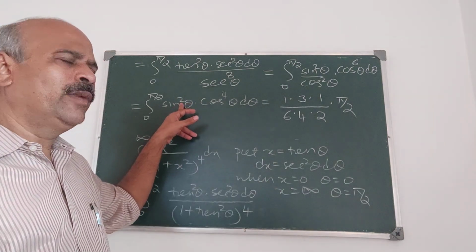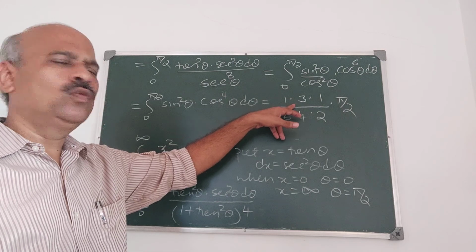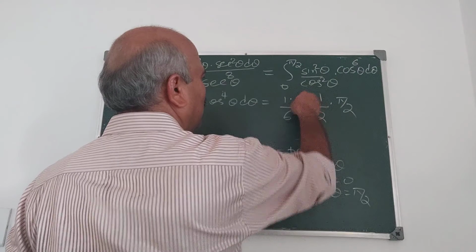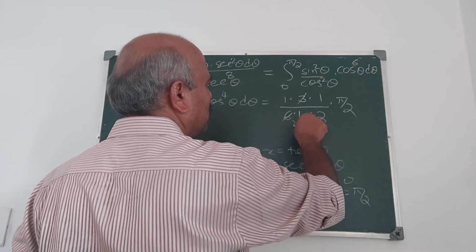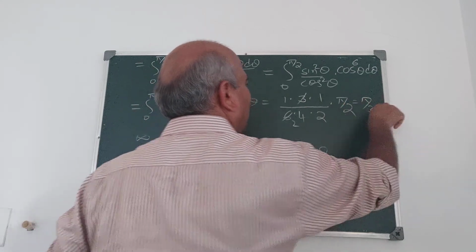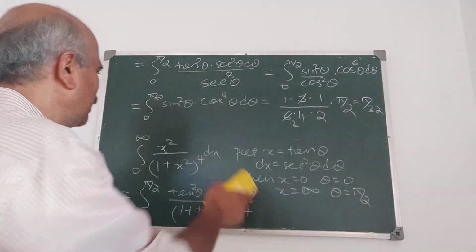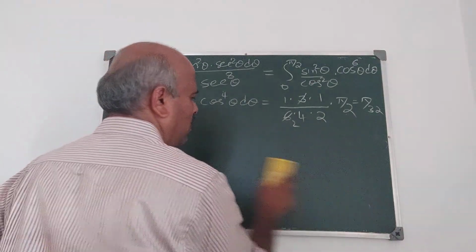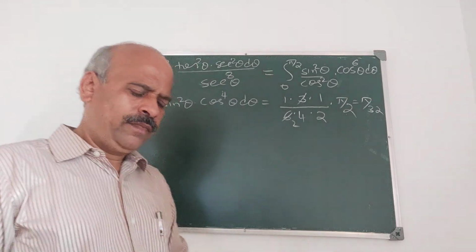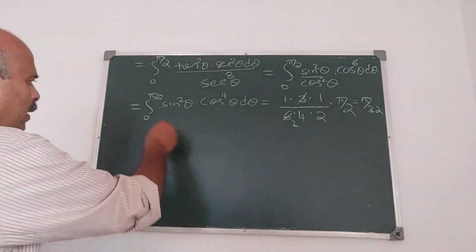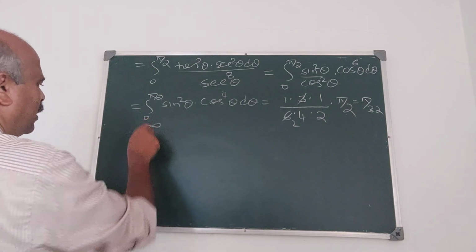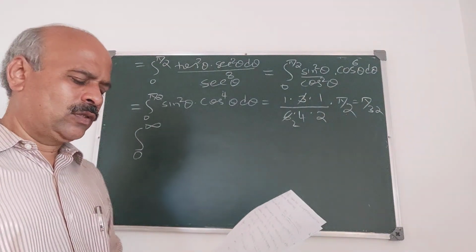First is 2 minus 1. Next, 1 minus 2 is not there because it stops at 1 only. What is the answer? 3 into 1, 6 into 4 into 2, that is 3 by 48, into pi by 2, which gives pi by 32. Pi by 32. See, these are some simple problems where we have reduced the integrand to this reduction formula, the integral from 0 to pi by 2 of sin x raised to p cos x raised to q form.